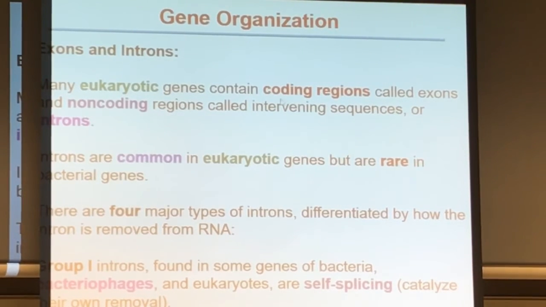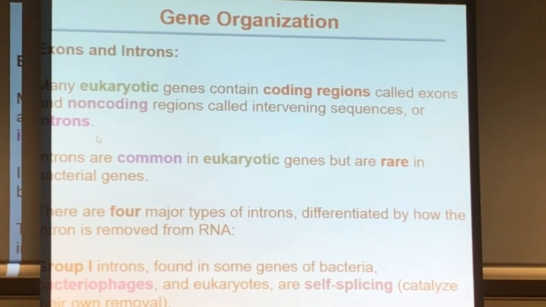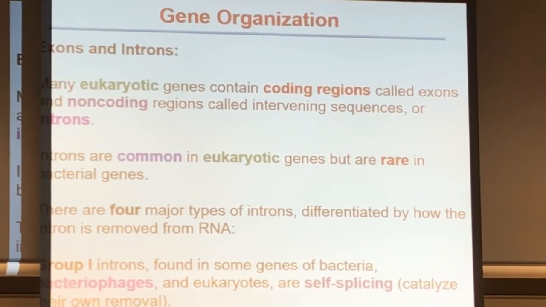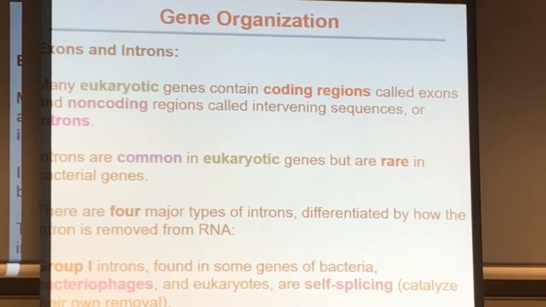Many eukaryotic genes contain coding and non-coding regions. The coding regions are referred to as exons, and the non-coding regions are referred to as introns. Non-coding intron, coding exon, okay? Introns are seen very commonly in eukaryotes like us, but in prokaryotes, you hardly see them. There are some rare exceptions, but for the sake of this chapter, let's say that introns are only found in eukaryotes and not in prokaryotes. Okay?